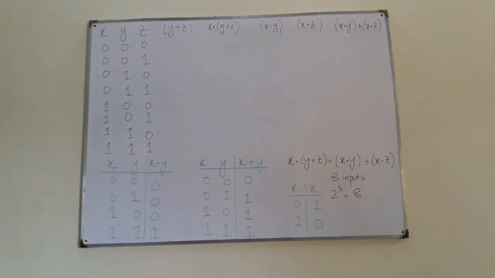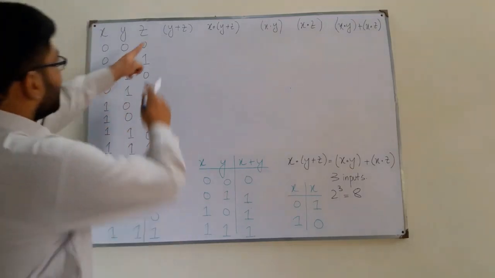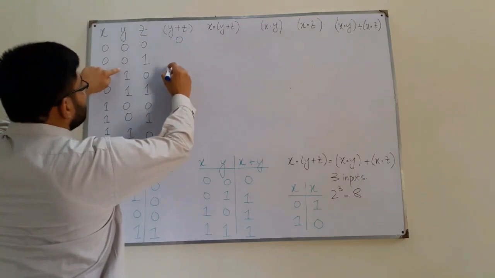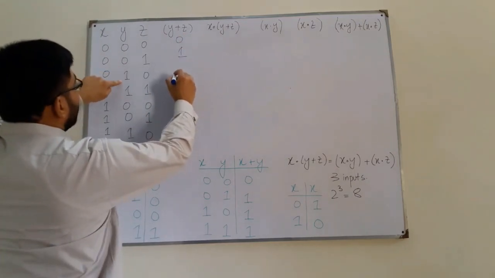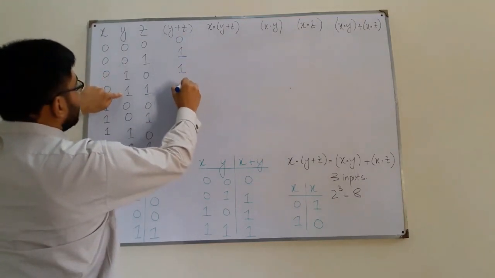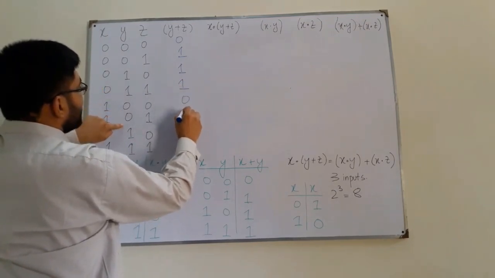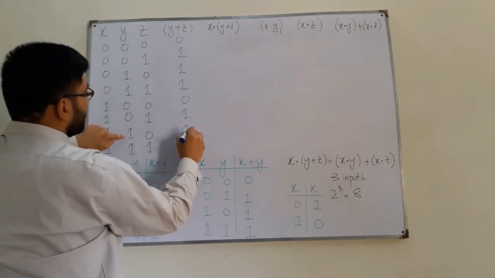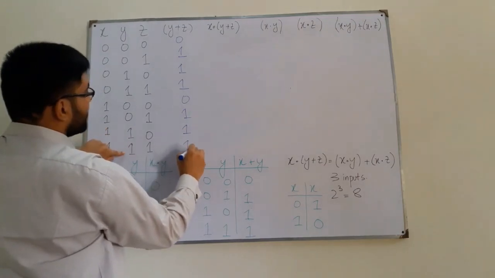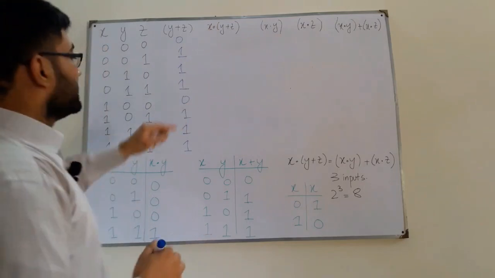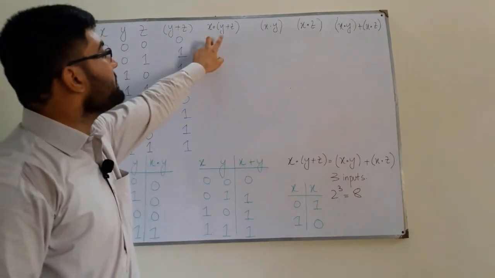Okay? So, number 1, y or z? 0, 0 is 0. 0, 1 is 1. 1, 0 is 1. 1, 1 is 1. 0, 0 is 0. 0, 1, 1. 1, 0, 1. 1, 1 is again 1. Now this is the left hand side. X or X ANDed with Y or Z.